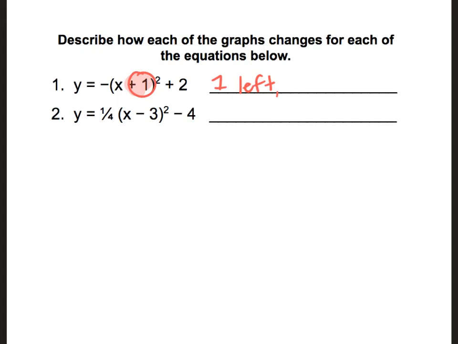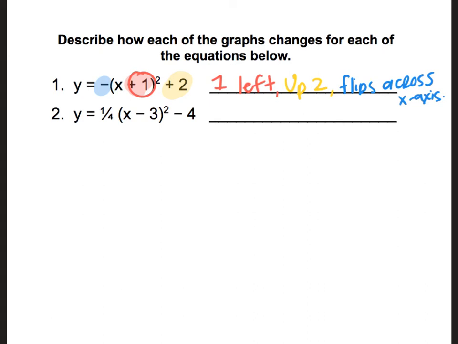Then we have that number on the outside. We have a plus 2. Remember that moves it up or down. So for this one, it's going to go up 2 because 2 is positive. And then the last thing we have is a negative out front. If you look back at your A's, which are above on this page, remember if your A value is negative, then it's going to flip across the x-axis. So flips across x-axis. And those are all the changes for your first problem.